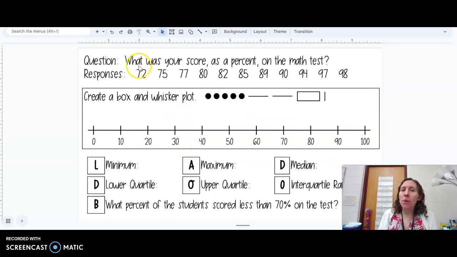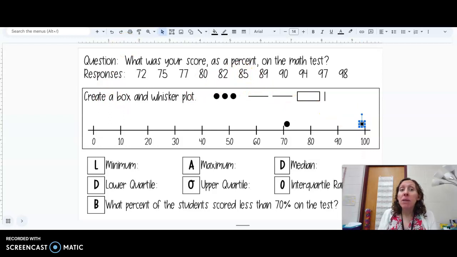All right, let's try one more. What was your score as a percent on the math test? All right, our smallest number is 72, so it's going to be a little bit past 70. The maximum is 98, so super close to 100.